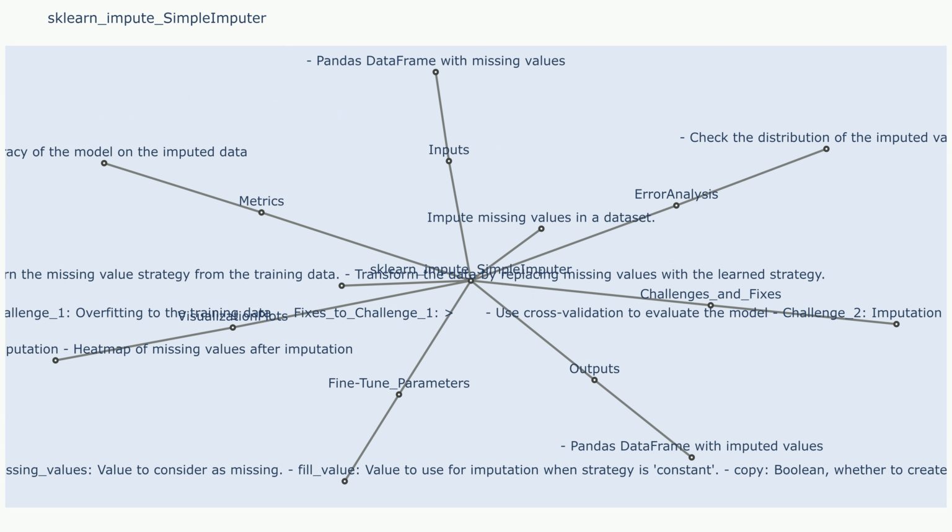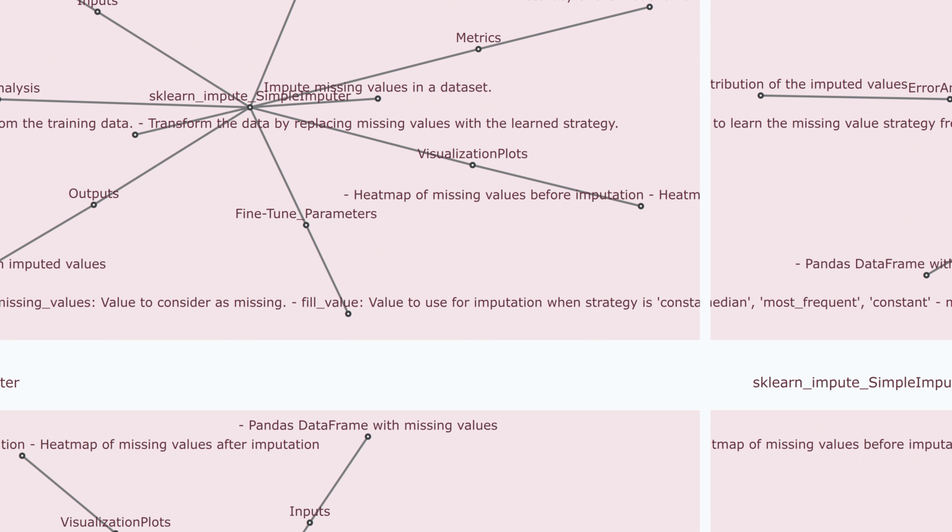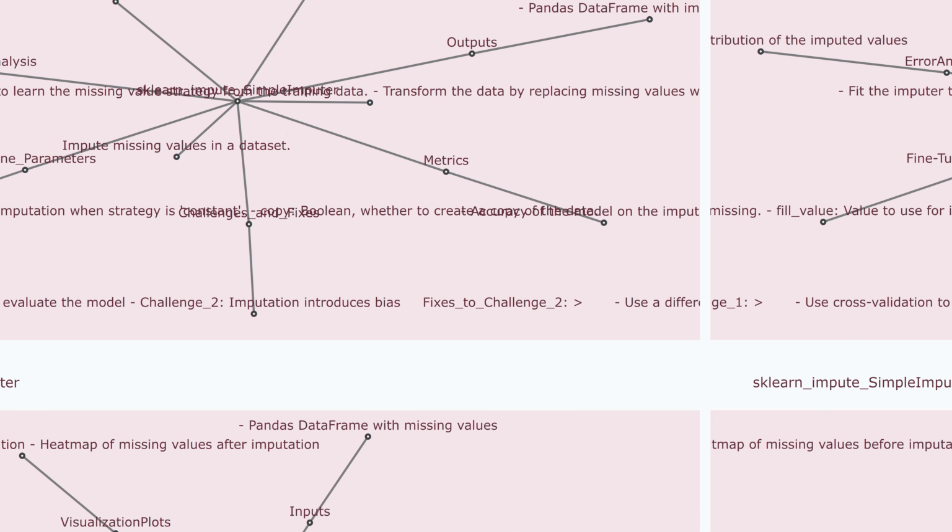Challenges and fixes. Challenge 1: missing values in a feature may not follow the same distribution as the observed values. This can lead to biased imputation and negatively affect downstream analysis. Sample use case: imputing missing values in a feature with a skewed distribution using the mean strategy may introduce bias, as the mean is influenced by outliers. Fixes: consider using more robust imputation strategies like median for skewed distributions, or use techniques like k-nearest neighbors (KNN) imputation.